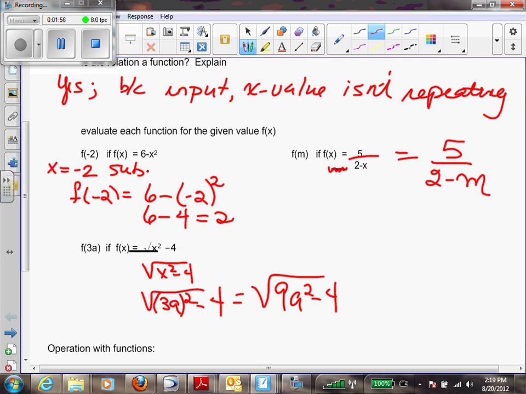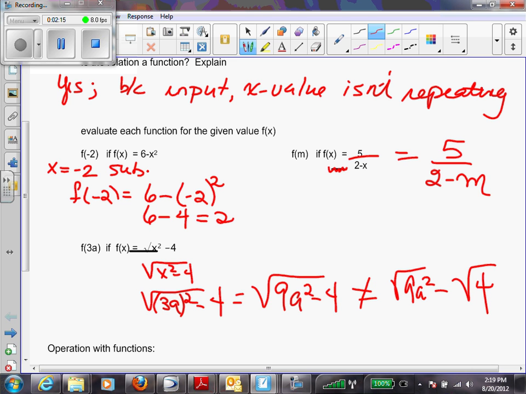So can I say that that's the same thing as 3a minus 2? Can I take the square root of 9a squared and take the square root of 4? No. I can't simplify and separate that square root because of the subtraction sign that's inside. This does not mean the same thing as the square root of 9a squared minus the square root of 4, so don't make that mistake. We've got to have products going on inside. We've got to have the same thing multiplied twice.